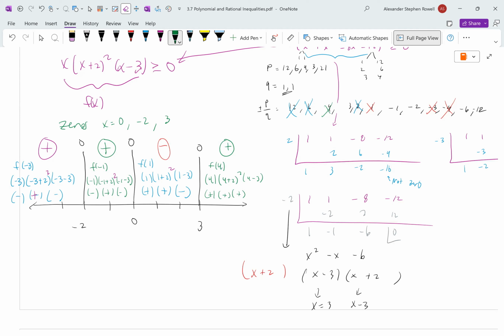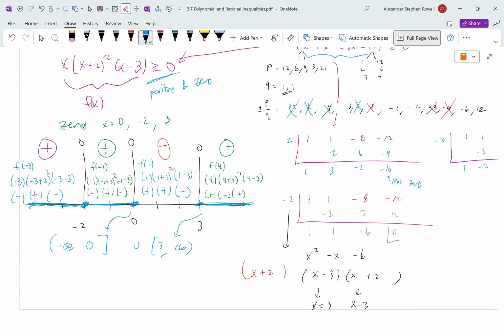Positive. So do I want the positive or the negative intervals? Where my function is larger than or equal to 0. Positive and 0. So I want to include everything to the left here. Do I want to include the 0? Yes, I want to include the 0. I want to include everything in between. I want to include the 0 over here where it's positive, and I want to include the 0. So what is the first interval? -infinity to 0 included. 3 included to infinity.